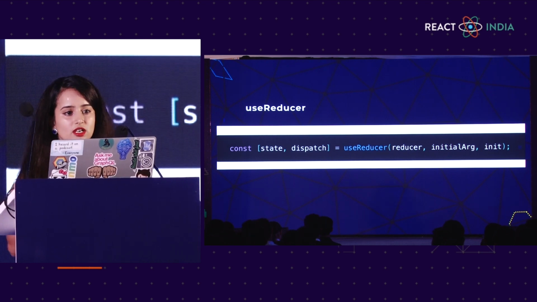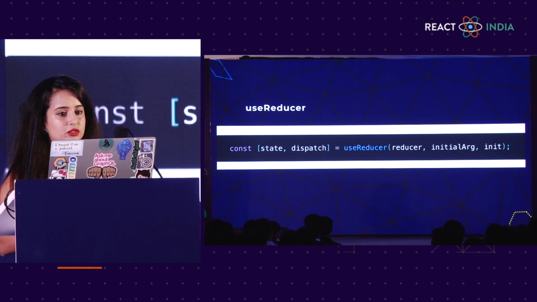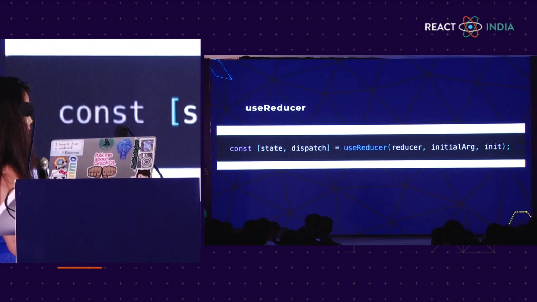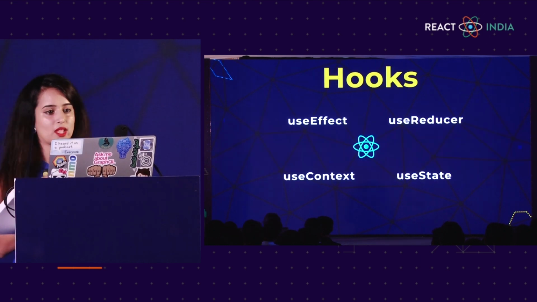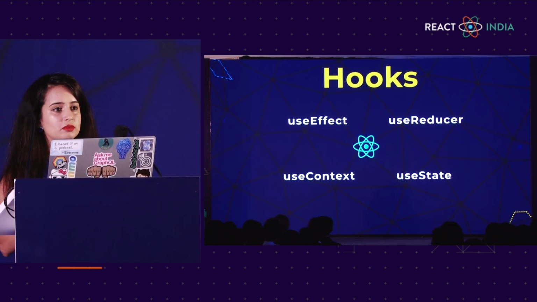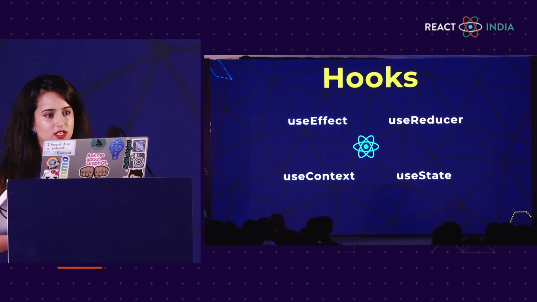And the next is useReducer. It works exactly like how Redux reducers work. The only additional thing is that in addition to dispatch, it also gives a state variable. So when you call useReducer with your reducer, it gives you back not only dispatch, but it also gives you back the state. So the four different hooks that we're going to be using to update our state management for GraphQL are useEffect, useReducer, useContext, and useState.